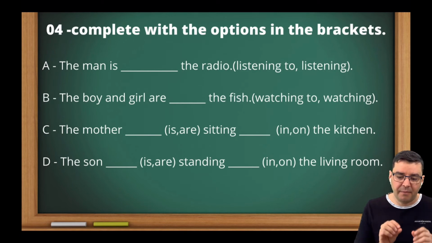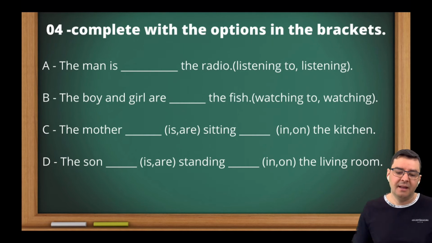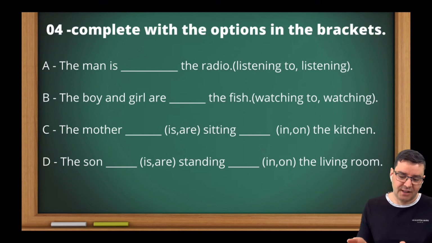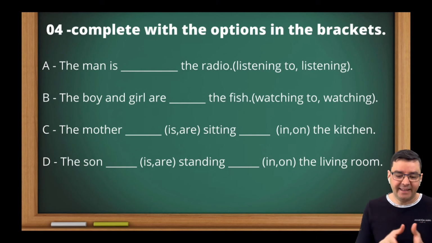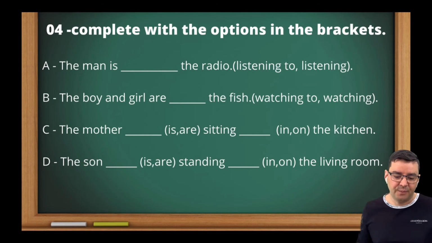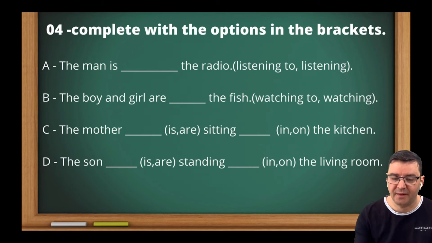C, the mother is sitting in the kitchen. The mother are sitting on the kitchen. Você que decide qual que é. Se é in, se é on, se é I, se é A. D, the son is standing in the living room. The son are standing on the living room. Ok? Prontinho? Vamos ver a resposta.